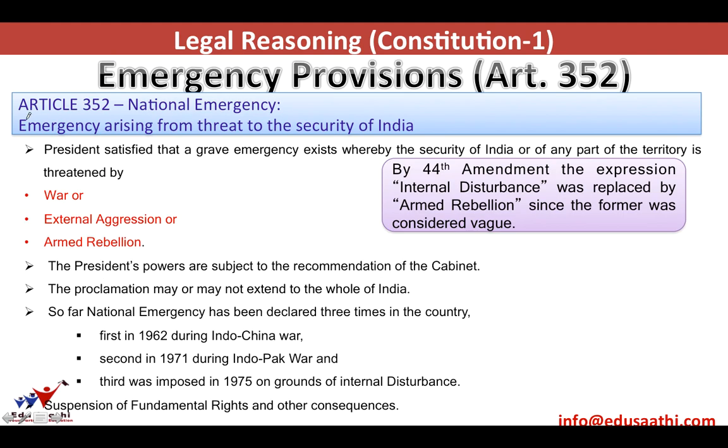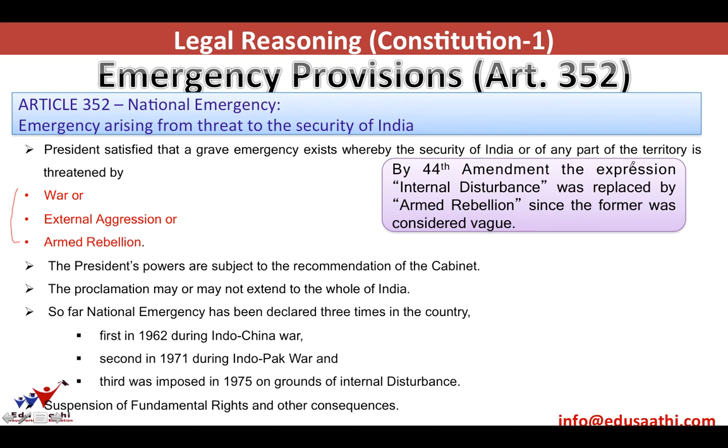Article 352 of the Constitution of India provides for the scope of national emergency. Emergency arising from the threat to the security of India. So whenever there is a threat to the security of India, emergency can be claimed by the President of India. When the President is satisfied that a grave emergency exists whereby the security of India or any part of the territory is threatened by war, external aggression or armed rebellion, in that case he can claim the national emergency.